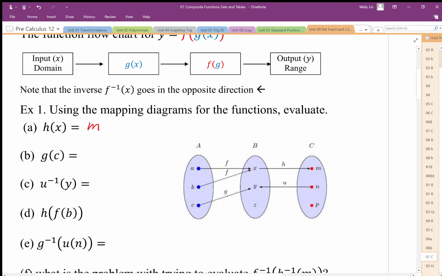The g function is down here. If we input c into our g function, our output is going to be y. The u function is going from right to left, but this means the inverse of u. So if we put that going in the opposite direction, if our input is y, our output is n.